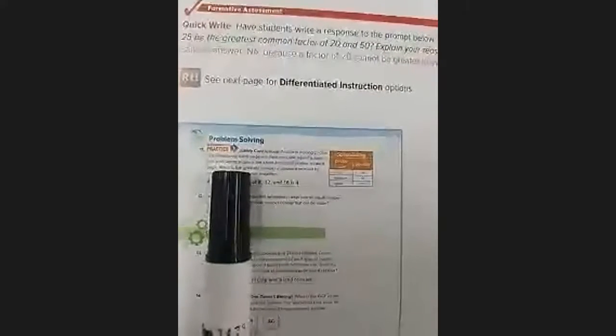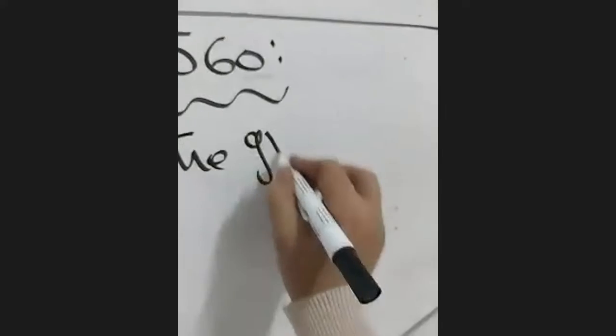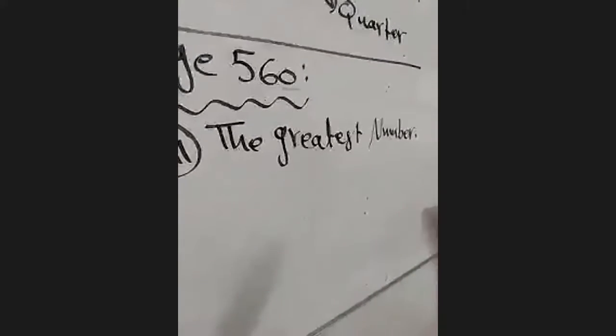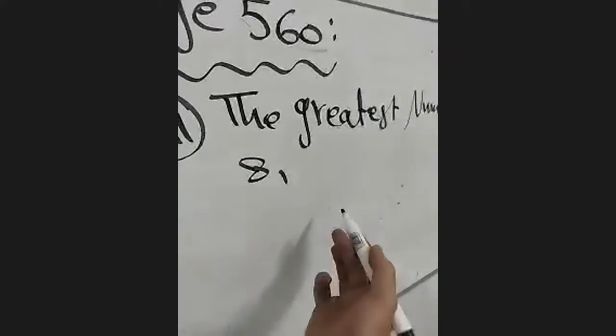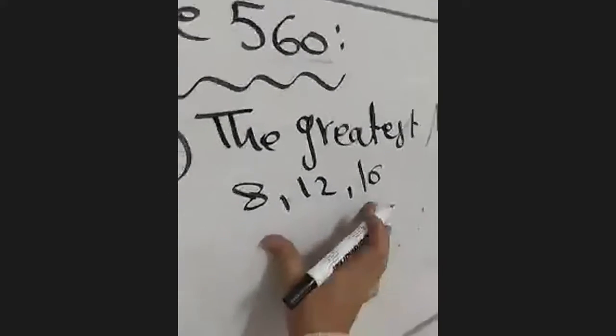What is the greatest number of photos that could be on each page? Good. So the question here wants the greatest number of what? Of the photos. What are the numbers for the photos? We have 8 photos, 12 photos and 16 photos. From where do we get these numbers, guys? From the table, it's given.